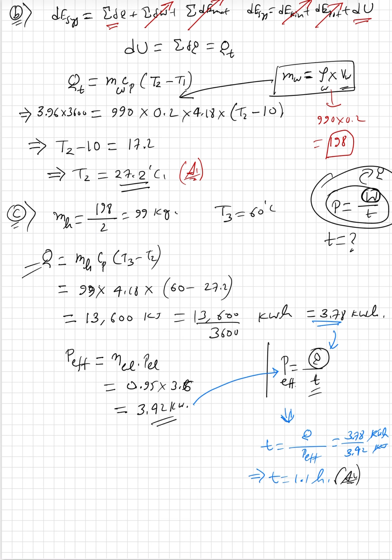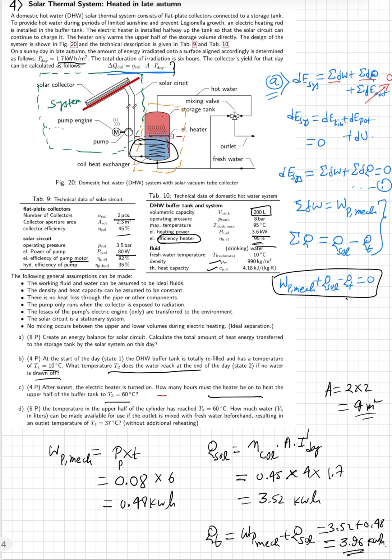That is our part C. We have calculated. Now we have the last question: the temperature in the upper half of the cylinder has reached T3, and how much water can be made available for use if the outlet is mixed with fresh water beforehand, resulting in an outlet temperature of this, without additional heating. So the main point is that we are now opening this mixing valve, and this water is now mixed.